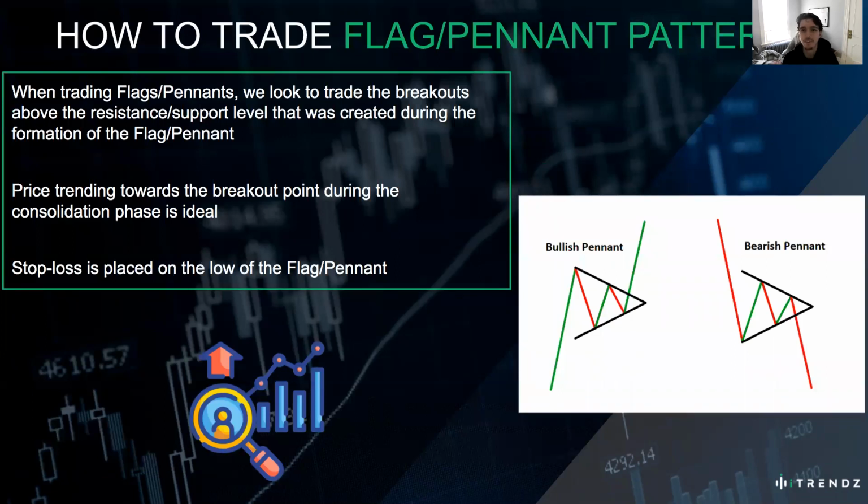How to trade flag and pennant patterns. So we can see right here, this is a nice little illustration of what a bullish pennant looks like and what a bearish pennant looks like. As you can see again, the difference between that flag and pennant is only the fact that the pennant comes to an apex right here. This would be the apex right there, right?